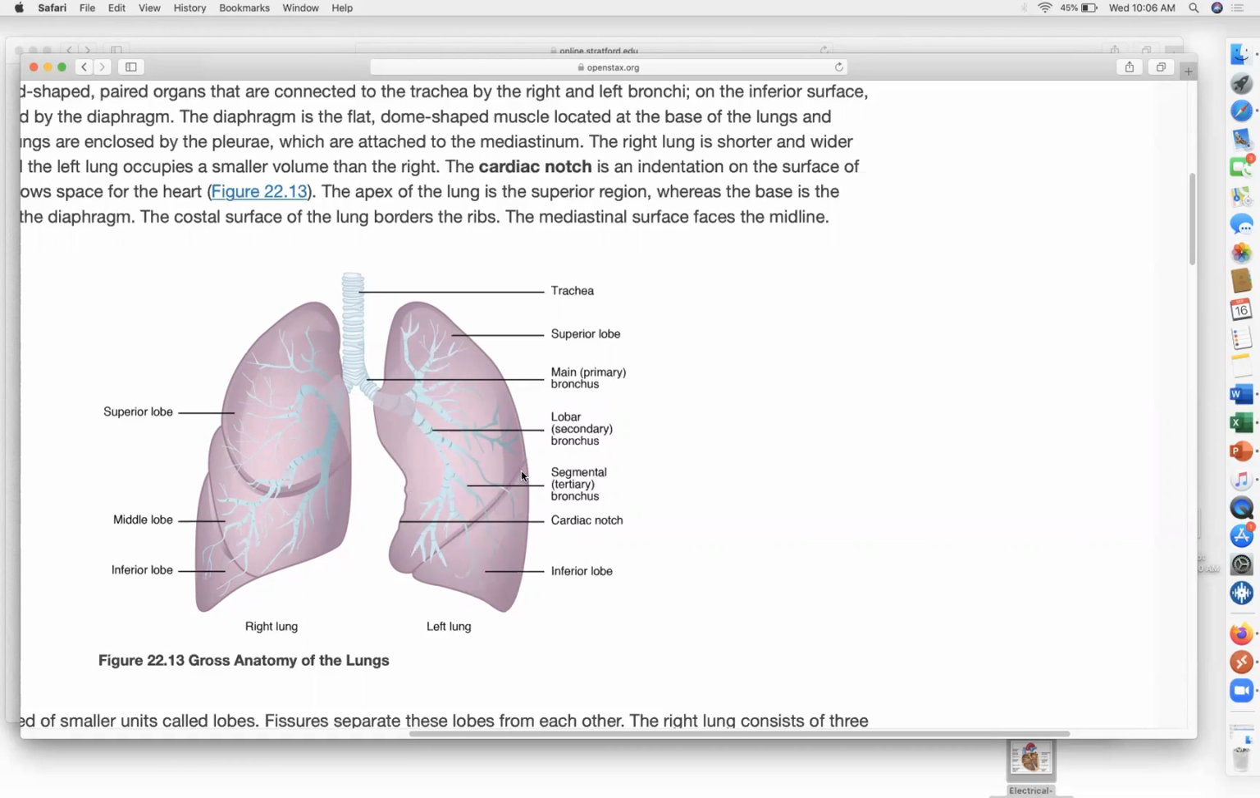separated by this line right here. Now, the right lung has a superior lobe, middle lobe, and an inferior lobe. Okay, so that's a nice comparative question.